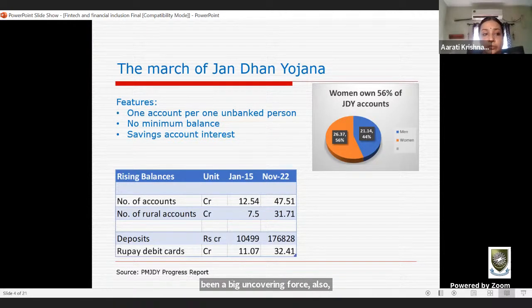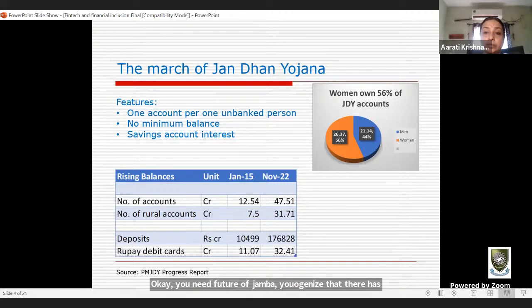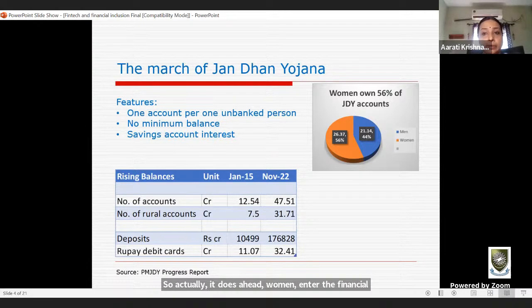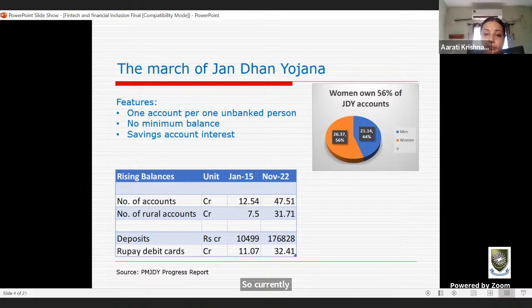Now the unique feature of Jan Dhan Yojana is that there has been a special drive to open these accounts in the names of women. So it has helped women enter the financial system far more than men. Currently women own 56% of all Jan Dhan accounts. That is, of this 47 crore, 56% is owned by women. So this has actually brought about a lot of social benefits. I will explain that when we come to the DBT part.